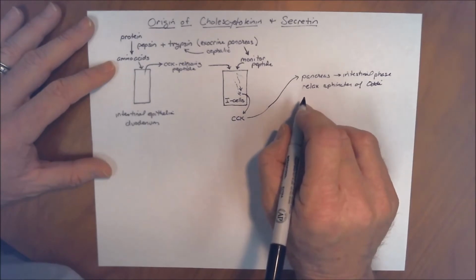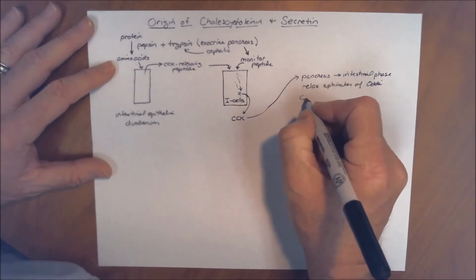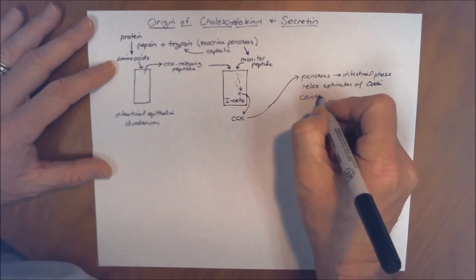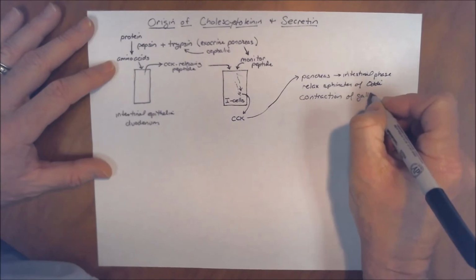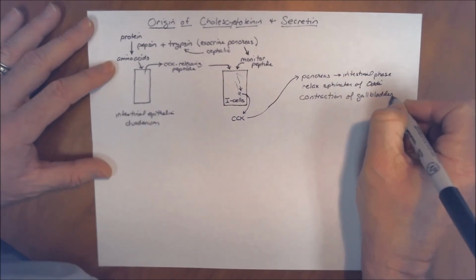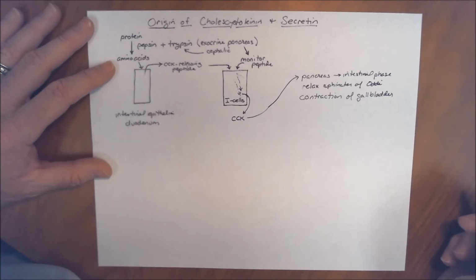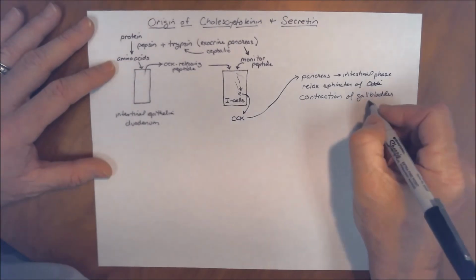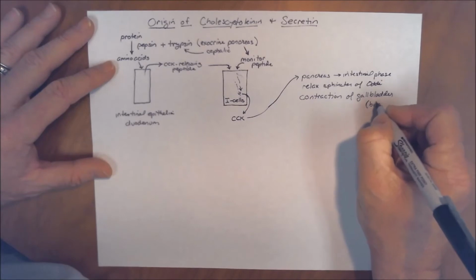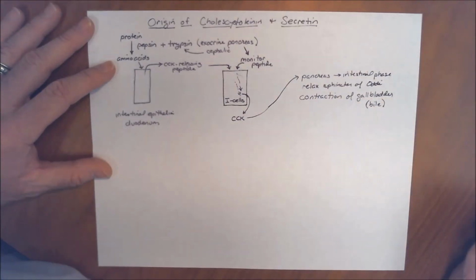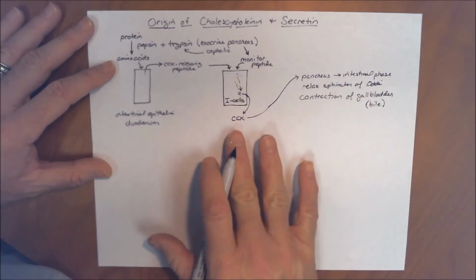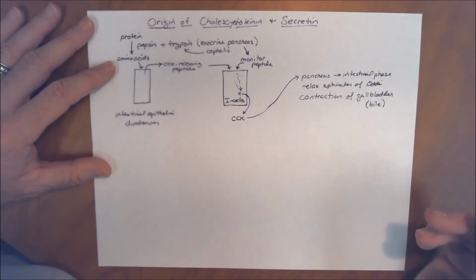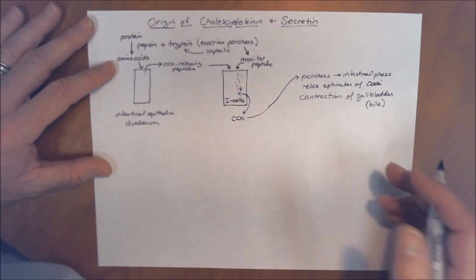The other thing the CCK does is it causes contraction of the gallbladder. When we talk about the liver and the gallbladder, we'll see that the gallbladder is the storage organ for bile, and bile is going to be used for the emulsification of fats. Again, CCK essentially is the major hormone to induce the intestinal phase.